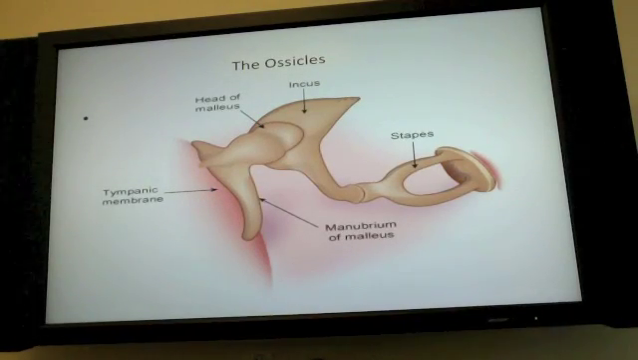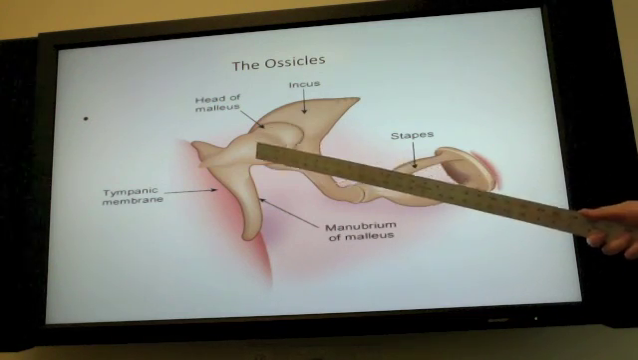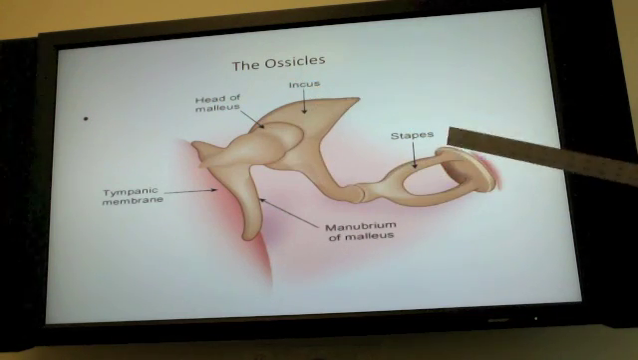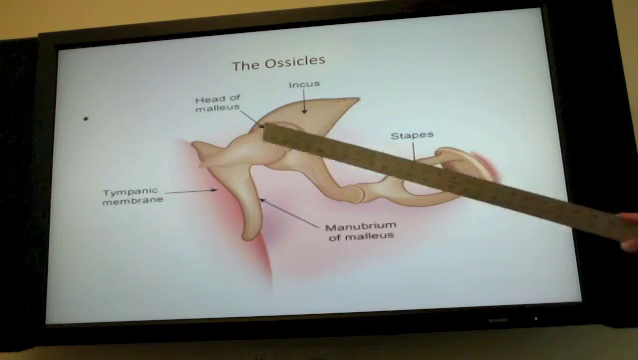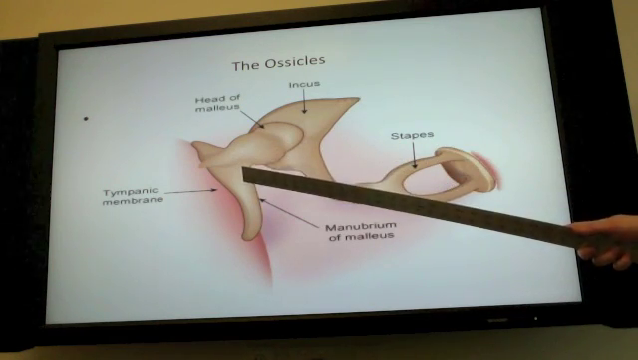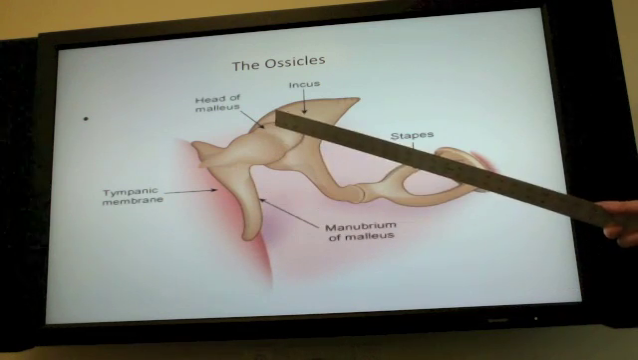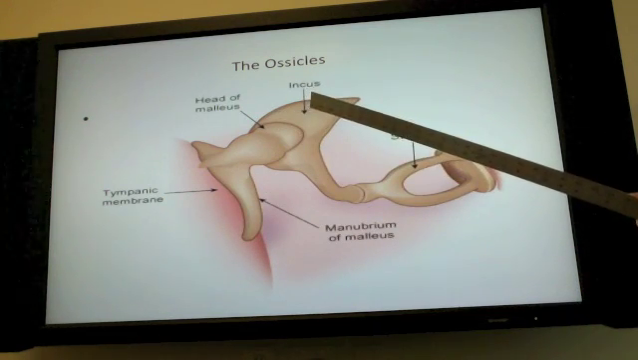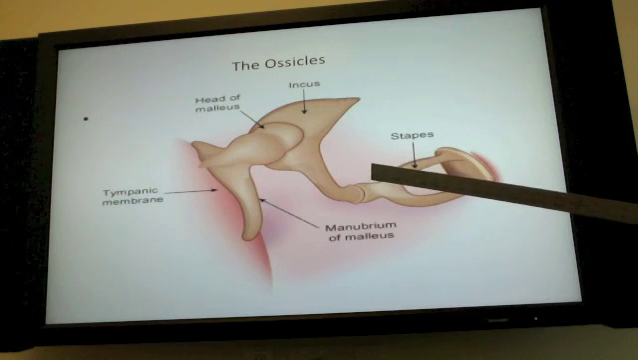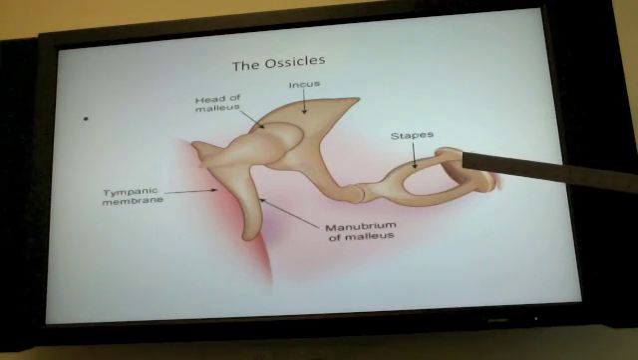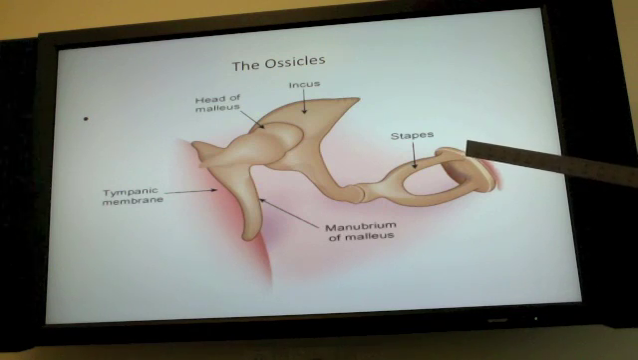The ossicles are the 3 bones of the middle ear. They include the malleus, the incus, and the stapes. The manubrium of the malleus is embedded into the fibrous portion of the tympanic membrane. The head of the malleus is connected to the incus, which is connected to the stapes by the lenticular process. The footplate of the stapes is embedded into the oval window.